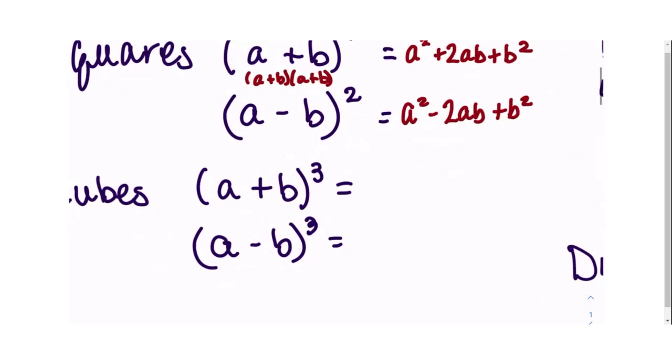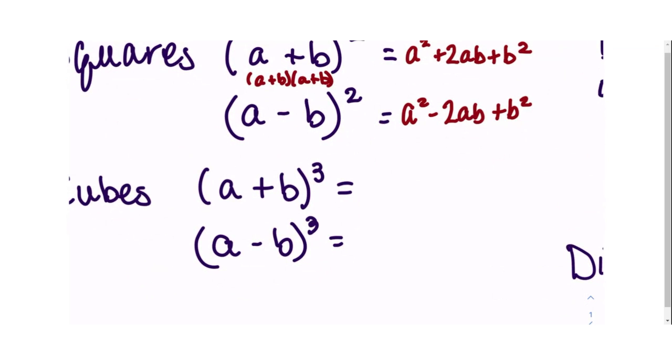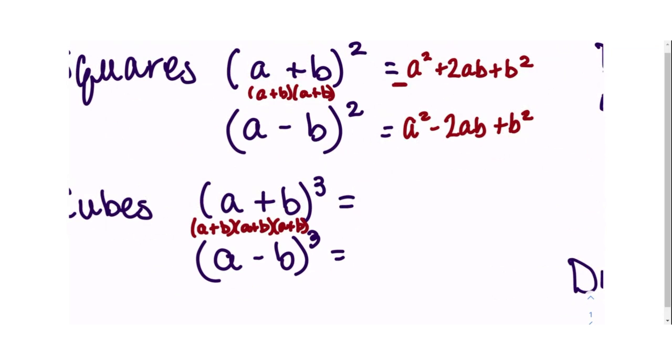And then with cubes, it also follows a very similar pattern. Basically, (a plus b) cubed being (a plus b) multiplied by itself 3 times. And if you FOILed that out with what we just did up here, then you would get a cubed plus 3a squared b plus 3ab squared plus b cubed.